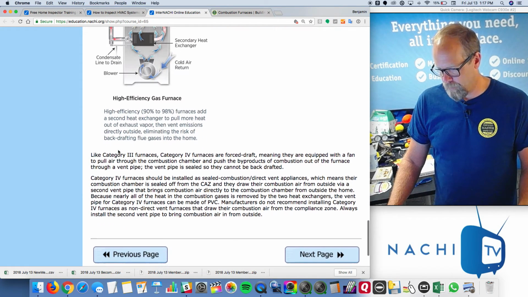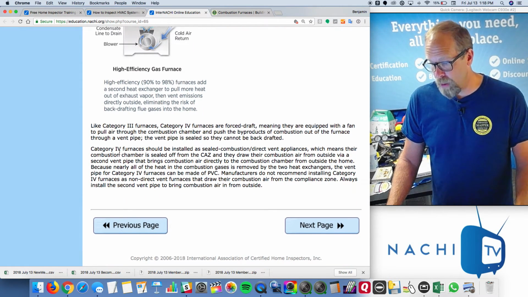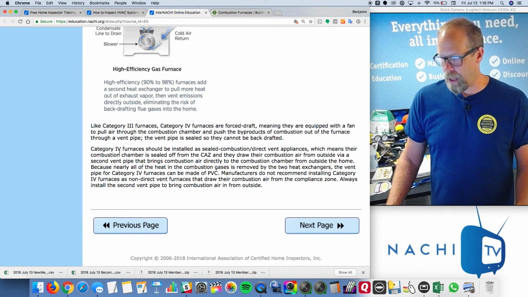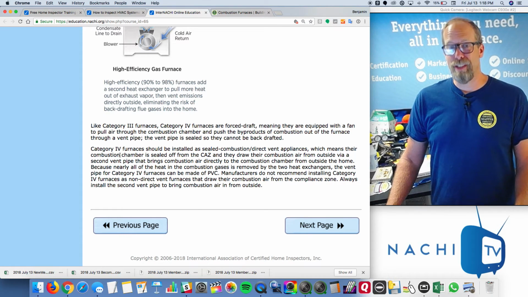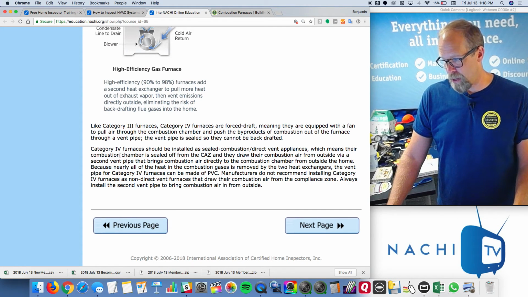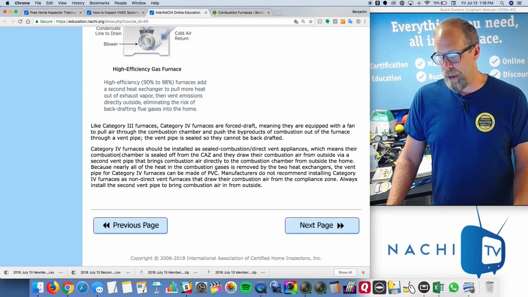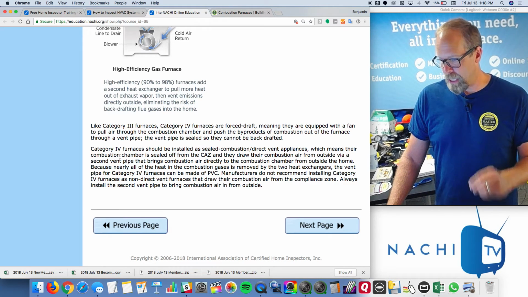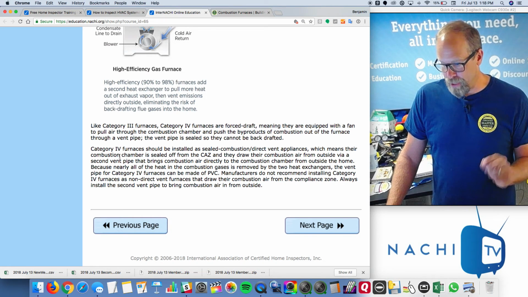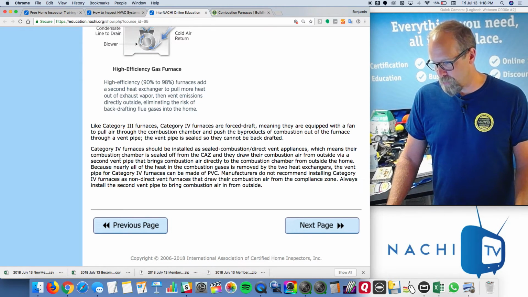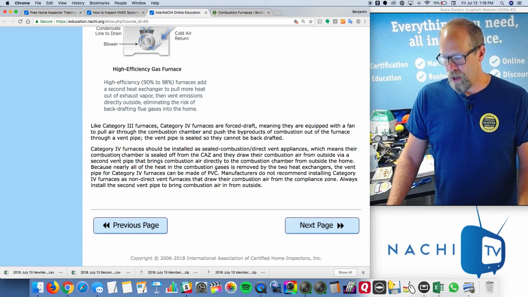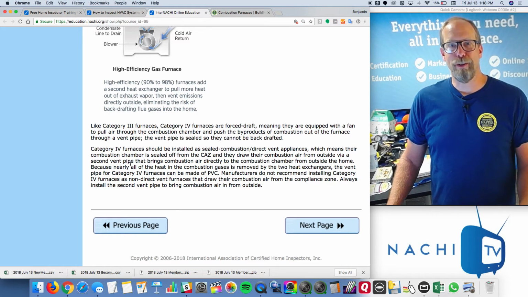So, category 4 furnaces should be installed as a sealed combustion direct vent appliance, which means their combustion chamber is sealed off from the room in which the furnace is located, and they draw their combustion air from outside through a second vent pipe that brings combustion air directly into the combustion chamber from outside the home. Because nearly all of the heat in the combustion gases is removed by the two heat exchangers, the vent pipe for Category 4 furnaces can be made of PVC. So take a look at that.